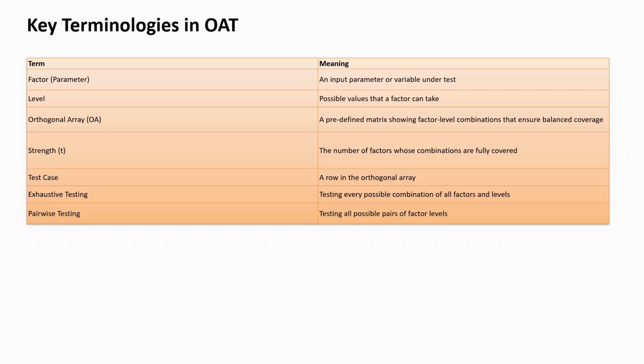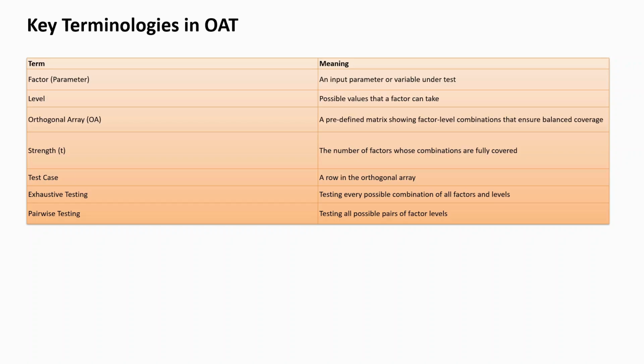So test case, you know what a test case is. It is a row in an orthogonal array. Each row represents a unique combination of factors and levels to be executed in the testing. Exhaustive testing is testing every possible combination. For example, if you have 4 parameters and each parameter has 3 values, then you will have to test all the combinations, that is 3 to the power of 4, which is equivalent to 81 test cases, right? That is called exhaustive testing.